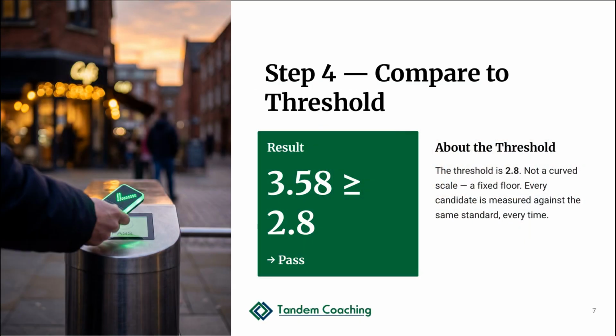Step 4, compare to the threshold. 3.58 is at or above 2.8. Result, pass. The 2.8 threshold isn't arbitrary. It corresponds roughly to consistent demonstration at the meets the standard level across competencies. Not perfect, not exceptional. Competent at the ACC level.